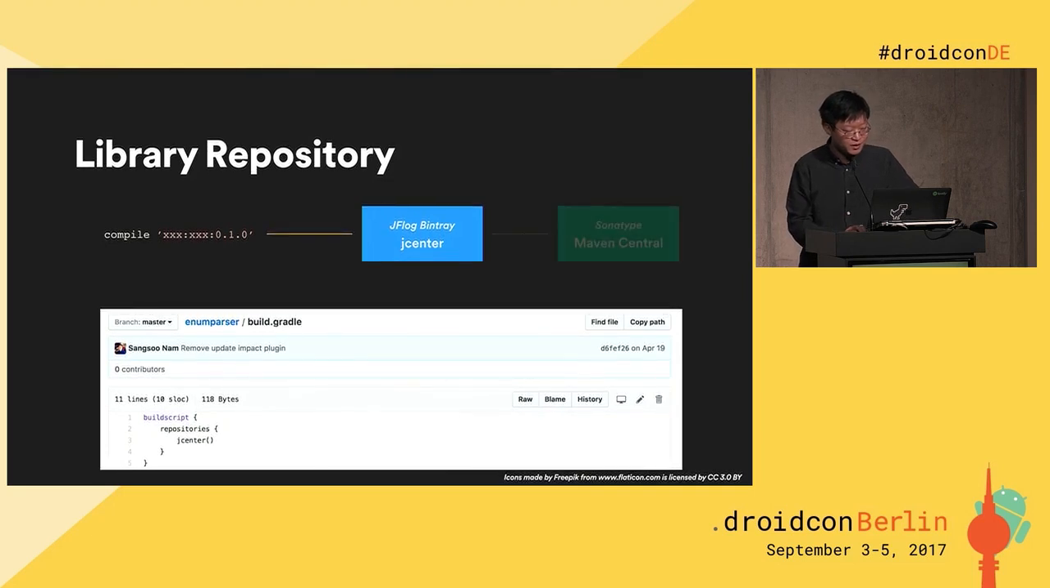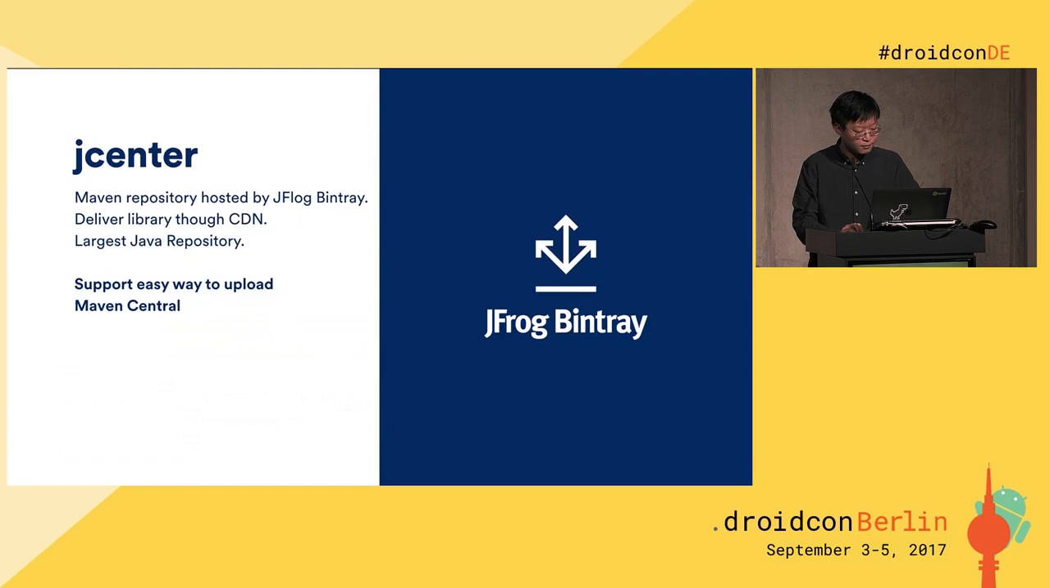By default, if it is not found in JCenter, it goes to Maven Central. I'm going to cover shortly what JCenter and Maven Central are. When it is found, it returns the jar file, because this is a Java library, and then you can use that. JCenter is a Maven repository hosted by JFrog Bintray, and delivers libraries through a CDN. It is the largest Java repository. I will cover this later, but it also supports a really easy way to upload your library to Maven Central.